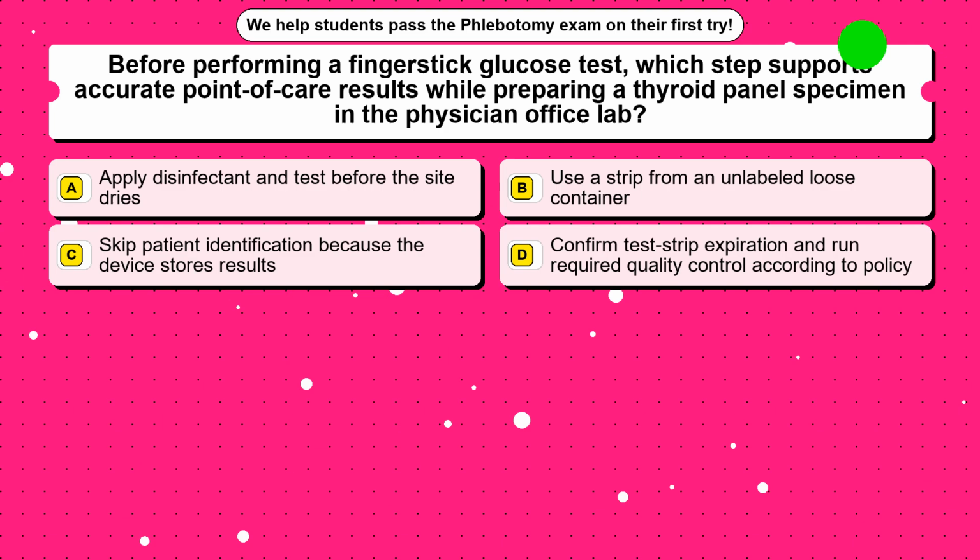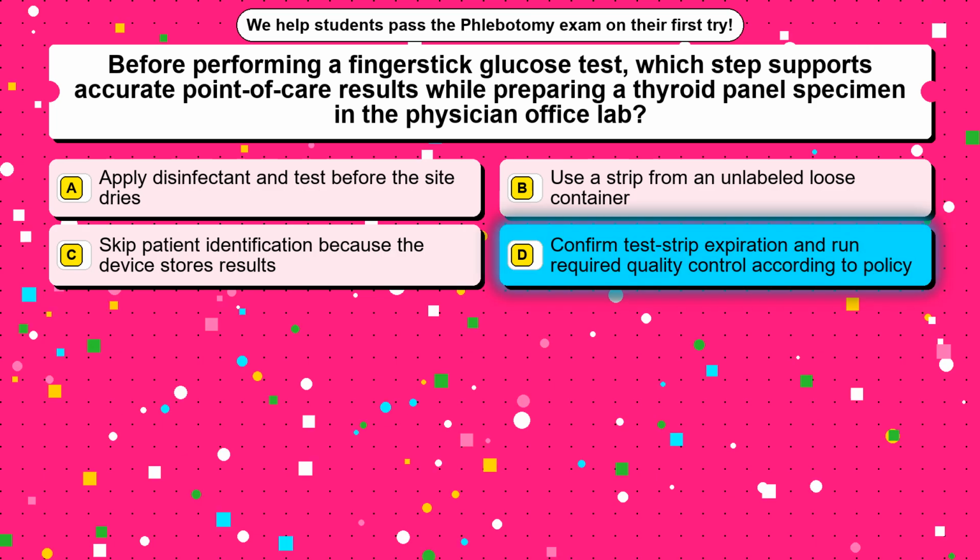Question 74. Before performing a fingerstick glucose test, which step supports accurate point-of-care results while preparing a thyroid panel specimen in the physician office lab? Option A. Apply disinfectant and test before the site dries. Option B. Use a strip from an unlabeled loose container. Option C. Skip patient identification because the device stores results. Option D. Confirm test strip expiration and run required quality control according to policy.